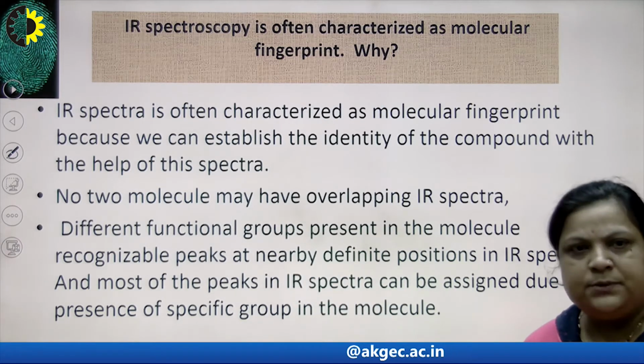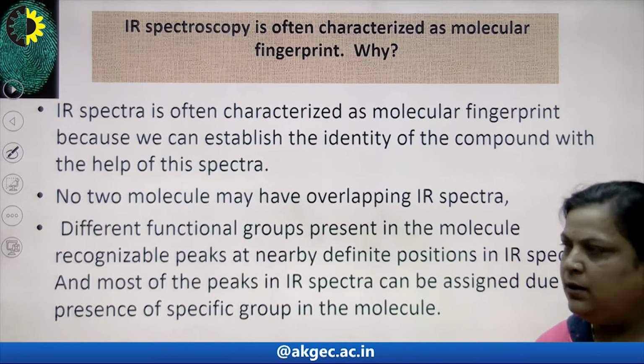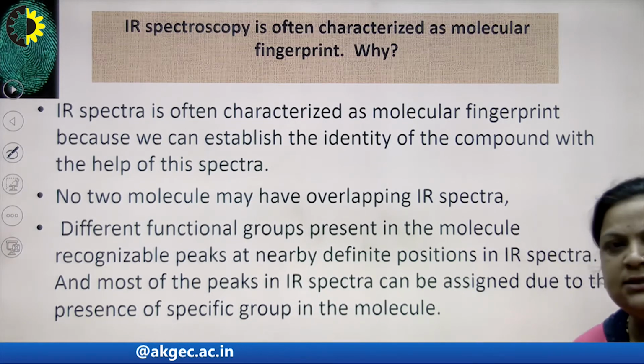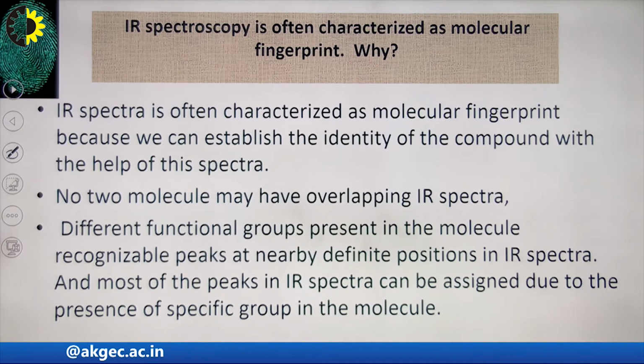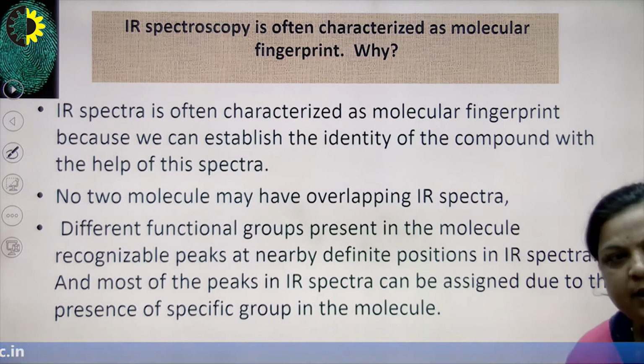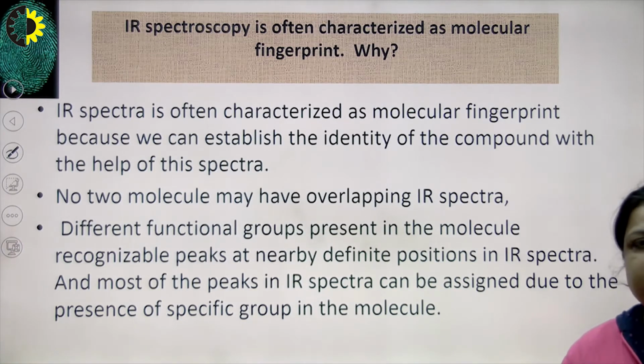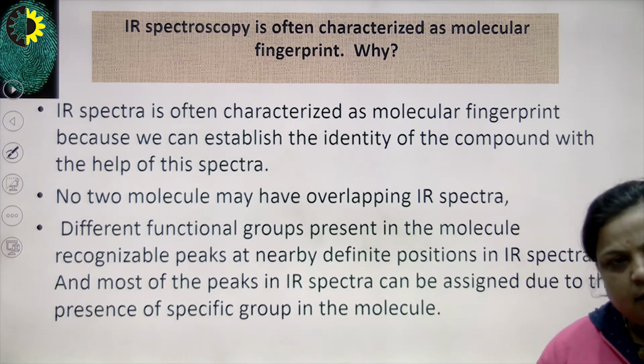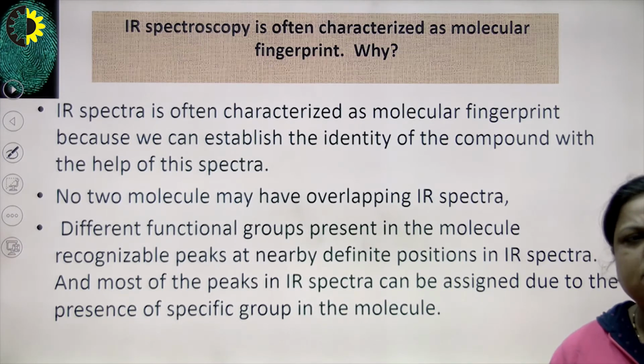Different functional groups present in a molecule show recognizable peaks at nearby definite positions in the IR spectrum, and most of the peaks in the IR spectrum can be assigned to the presence of a specific group in a molecule. As I have already discussed, if a peak is observed near 1700, then definitely it will be due to the presence of a carbonyl group.